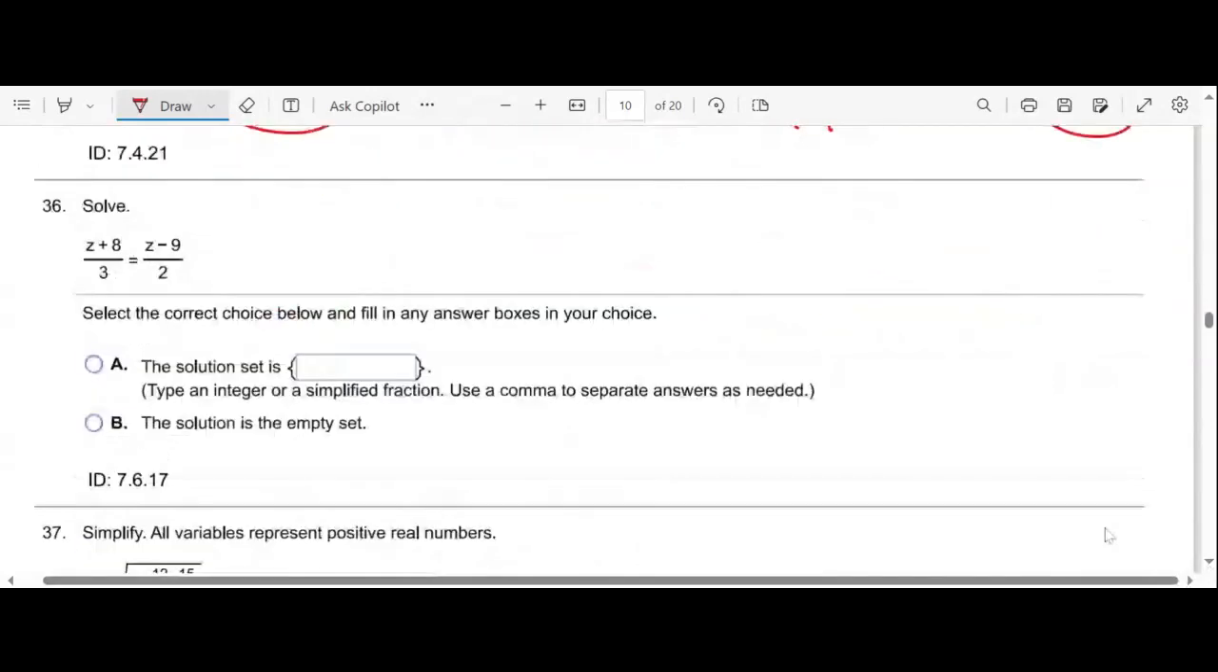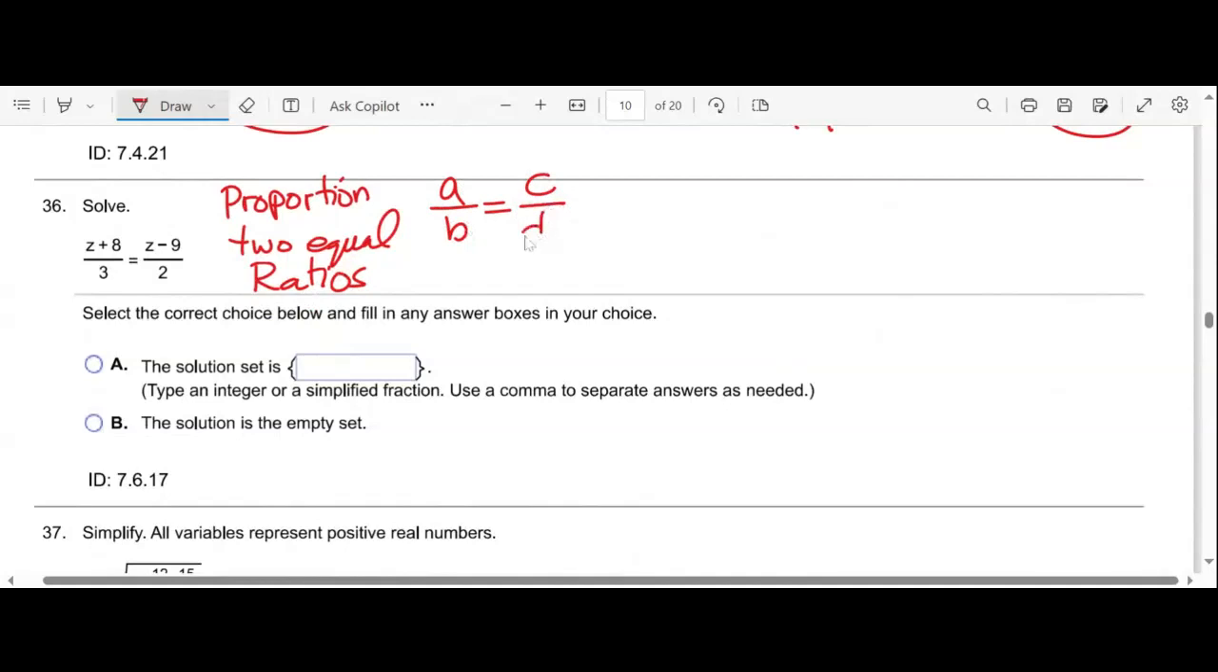Next question, solve. Now this is a proportion. Proportion means two equal ratios. It means a over b equals c over d. So I have z plus 8 over 3 equals z minus 9 over 2. Now we do cross multiplication. Why? Because you need to find how much is z. So it's going to be 2z plus 16, and this gives you 3z minus 27.